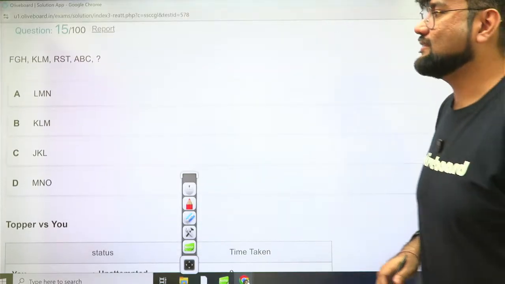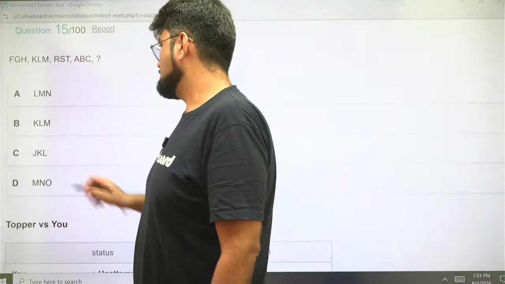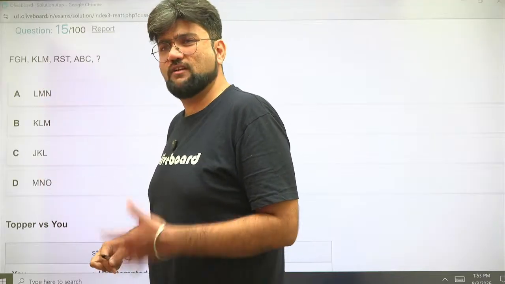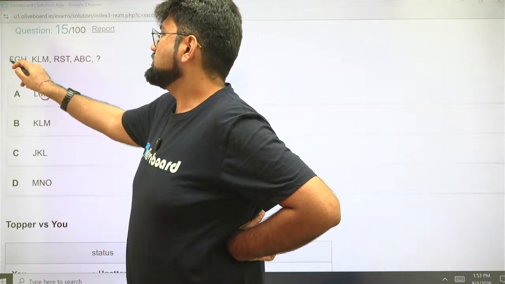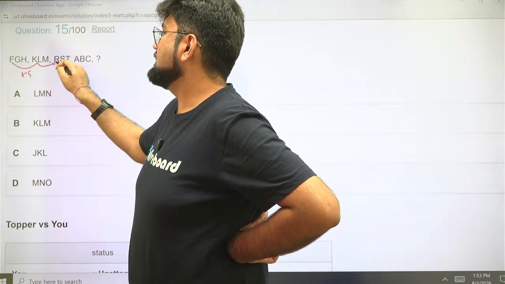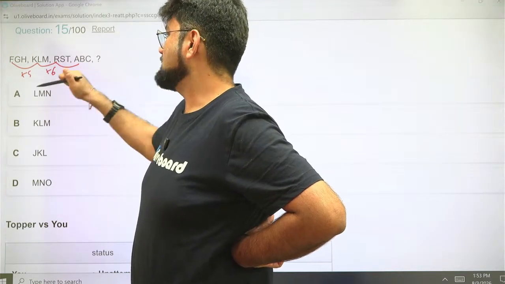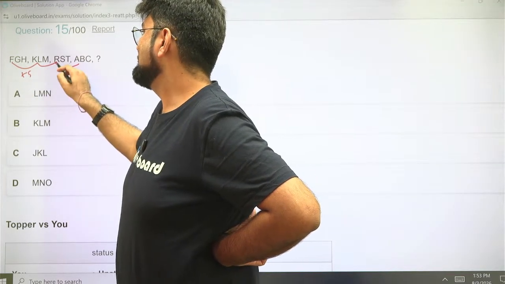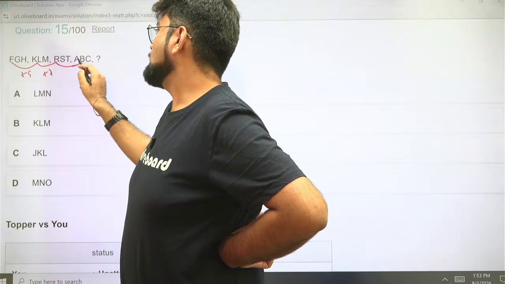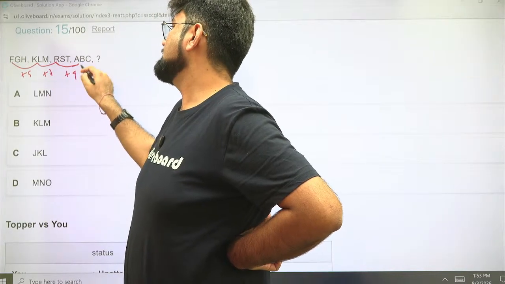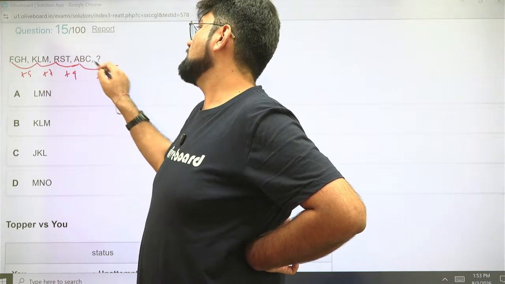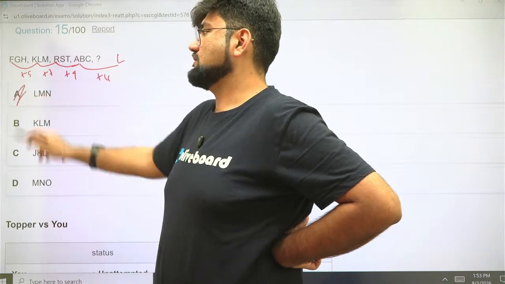Here if we look at the first letter itself, they are all different. L, K, J, M. So we'll check it with one letter only. So 6 and 11 is plus 5. 11 and 18 is plus 6. 18 and 27 is plus 9. 5, 7, 9. So next one will be 11. And 1 plus 11 is 12. So we'll start with L. Option A is the right answer.